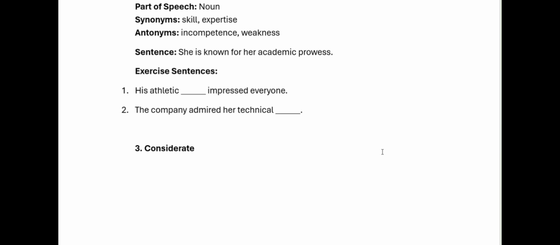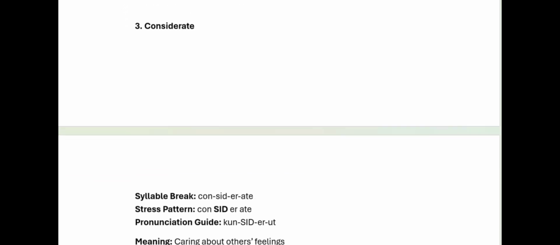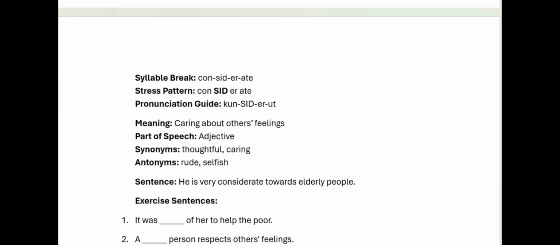The third word is considerate. Considerate. The part of speech of the word is adjective. The syllable is broken into 4 parts. Considerate. The stress is given on the second syllable, which is sid. How do you pronounce it? The C sound reflects to K sound. Considerate. You can see the pronunciation guide with the letters ER and UT at the end. It is not ate, it is at.